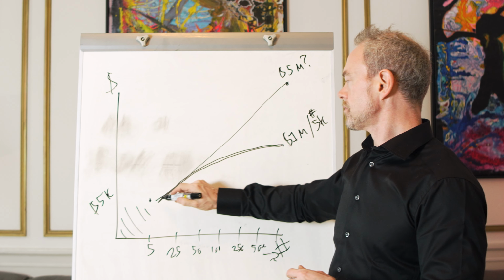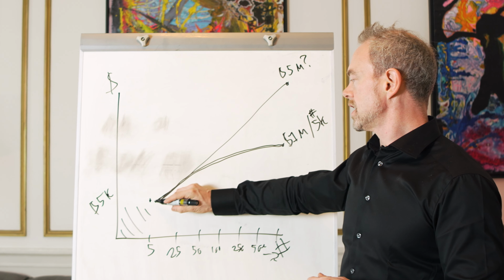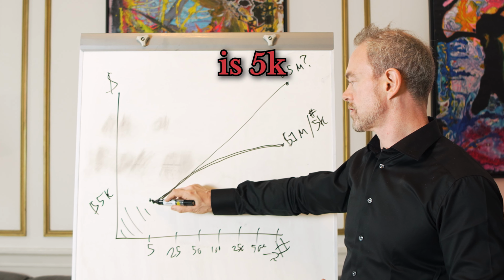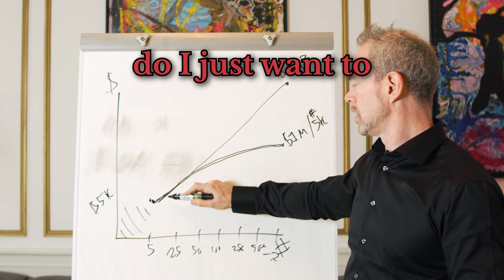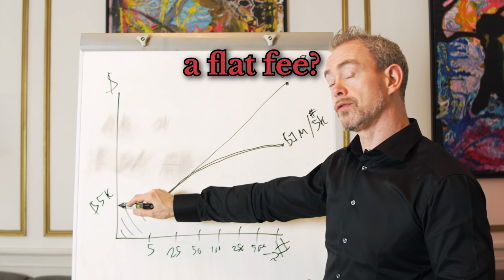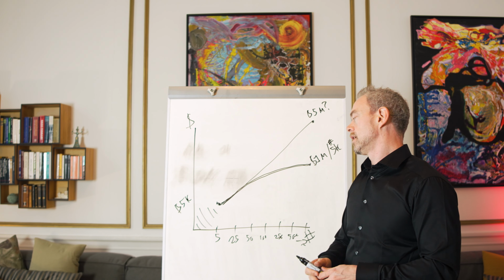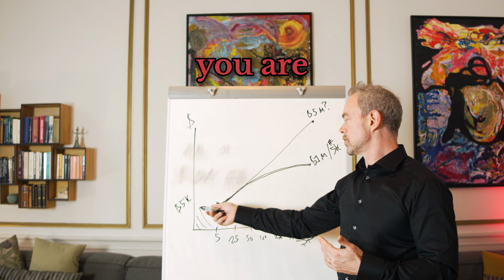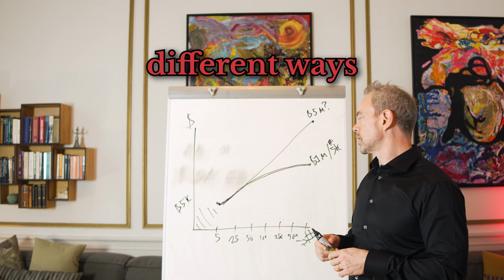And then you need to decide with yourself, well, this initial step here, is this where I would say it's 5K and I get the 5 users included, or do I just want to create a flat fee and I say it's 5K flat plus something per user, or maybe it's 3K flat plus 1,000 per user, minimum 2 users. So in one way or the other, you're going to get to the 5K for the minimum purchase. But there's a few different ways you can do that.